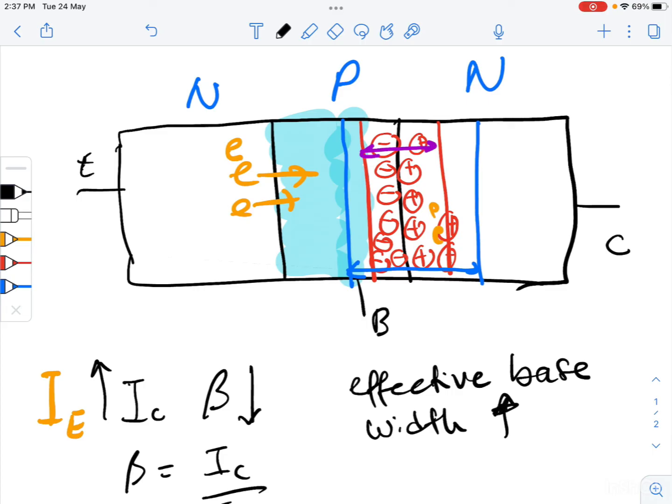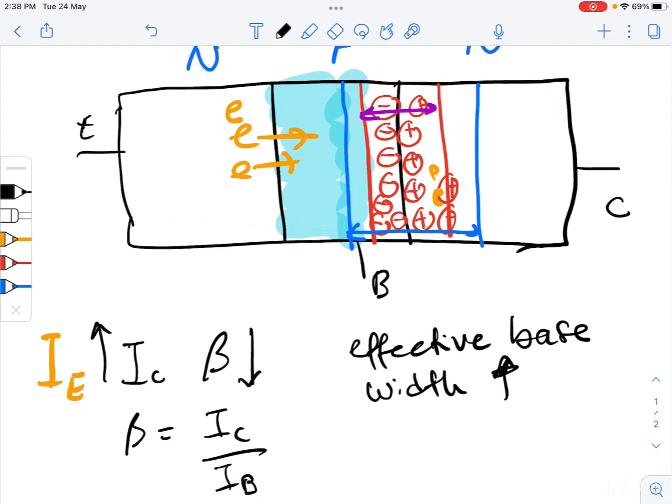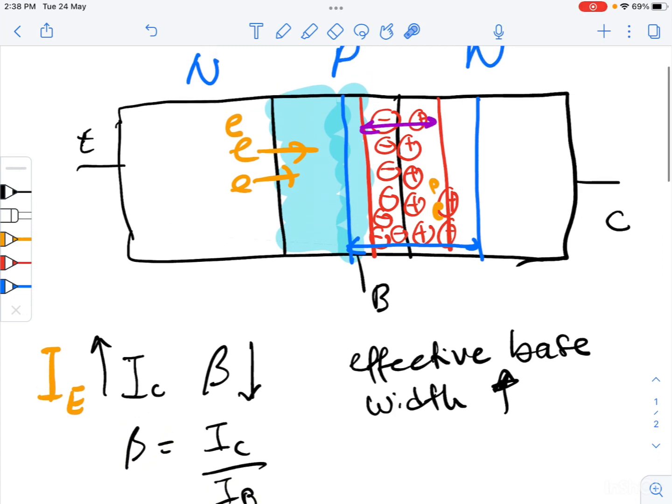So if this increases, as we explained before, you will understand what will happen. It will affect the recombination process. Remember, for a BJT we try to make the base width as thin as possible to reduce the recombination. Why do we want to reduce the recombination? Because we want to reduce IB. If IB is small, beta will be high. It's inversely proportional. So we want to reduce the amount of recombination, and the way is to make the effective base width smaller.